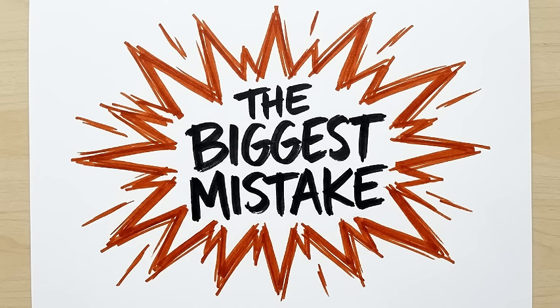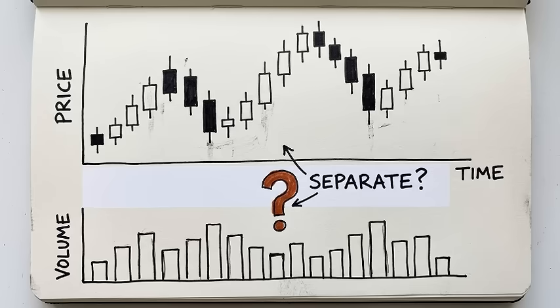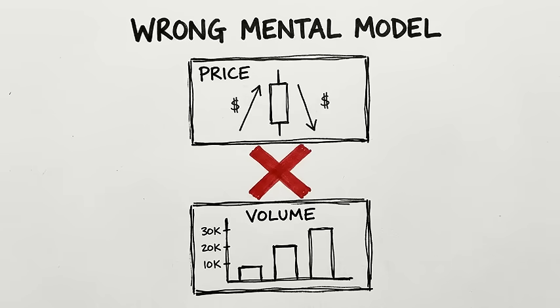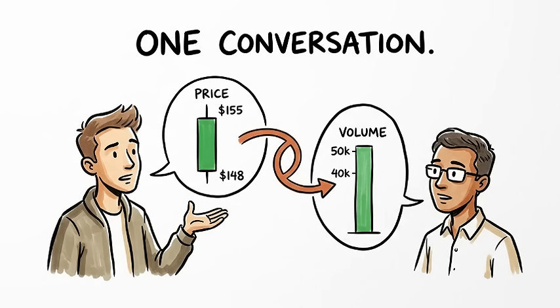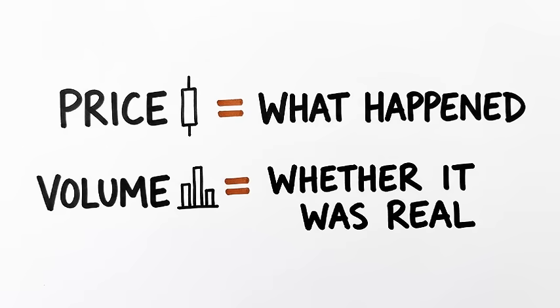Let's get into it. Here's what most traders get completely wrong from the beginning. They treat price and volume as two separate things. Price goes here, volume bar sits below, two different pieces of information that occasionally line up. That is the wrong mental model entirely. Price and volume are not two separate things. They are one conversation happening simultaneously. Price tells you what happened. Volume tells you whether it was real.